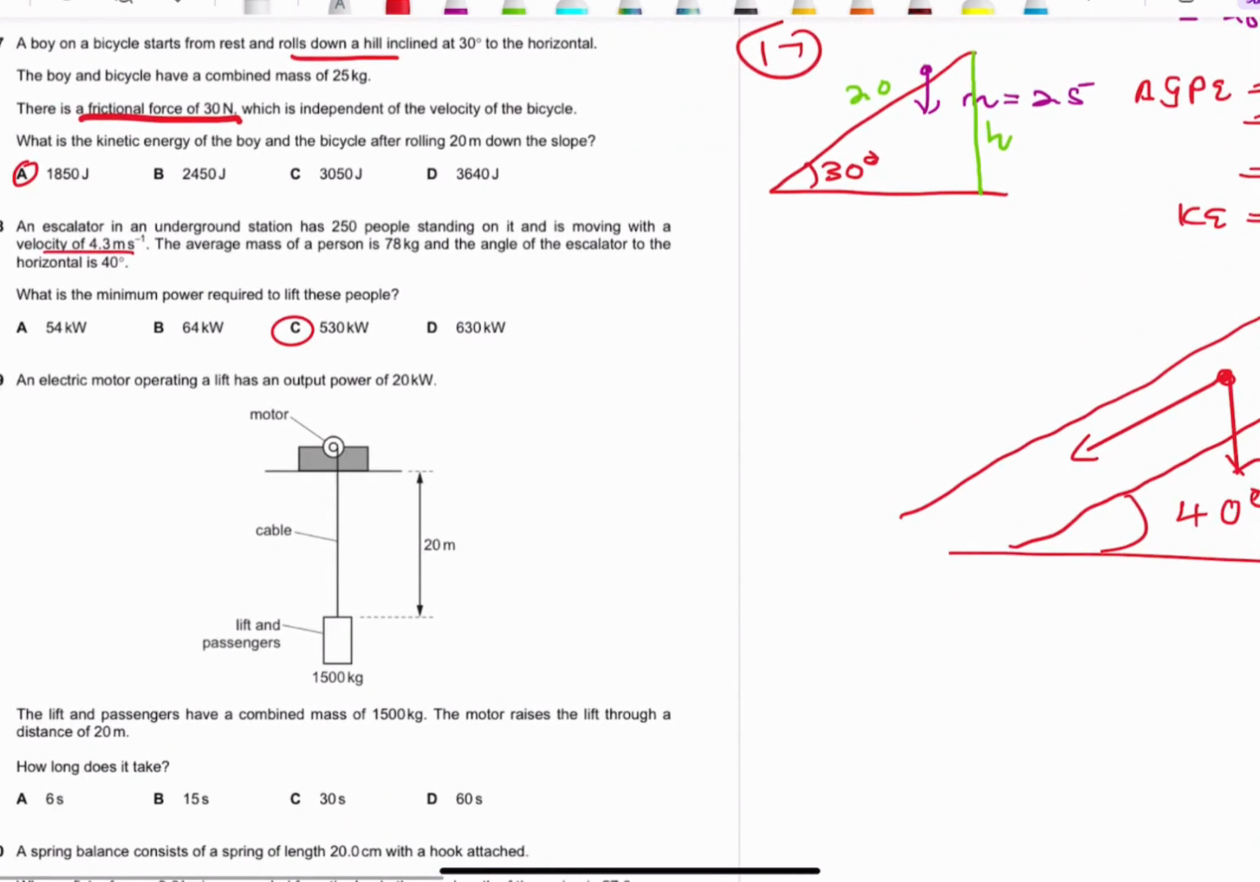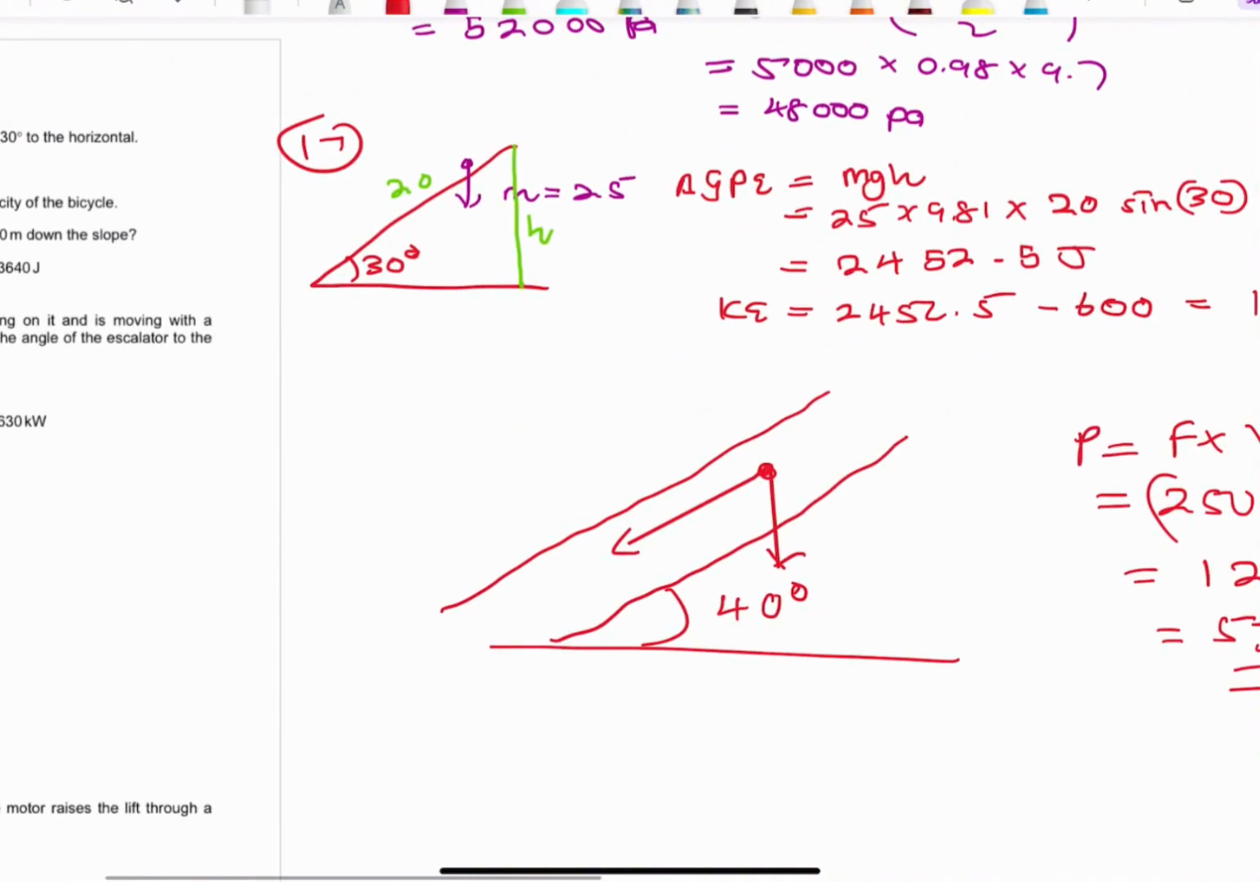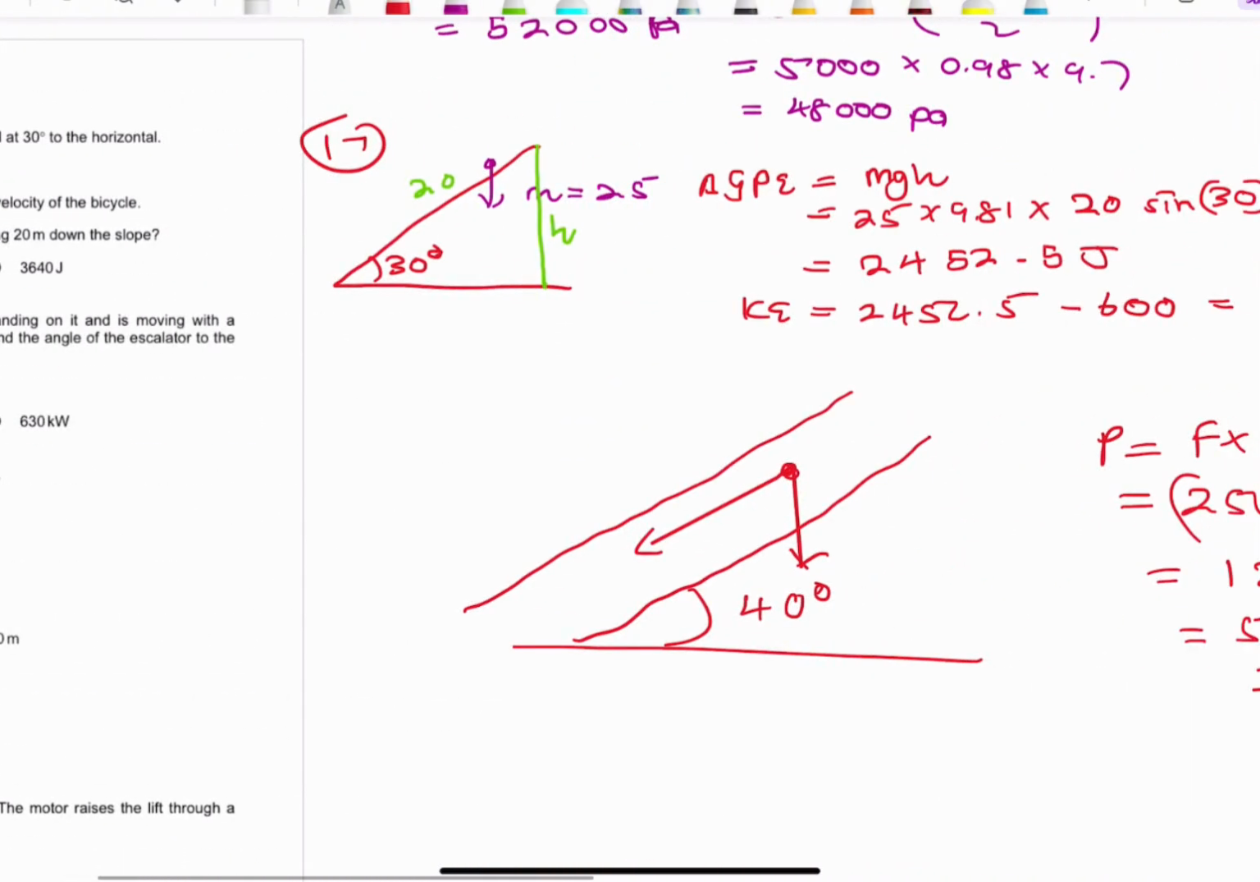So very important: do diagrams. I highly recommend that you draw diagrams so that you can really visualize how these things actually work. So this is question 18. Very important.